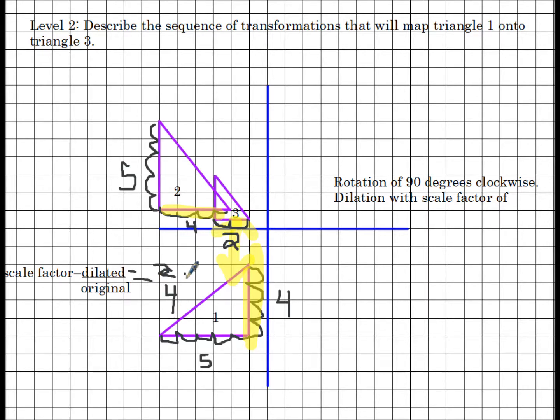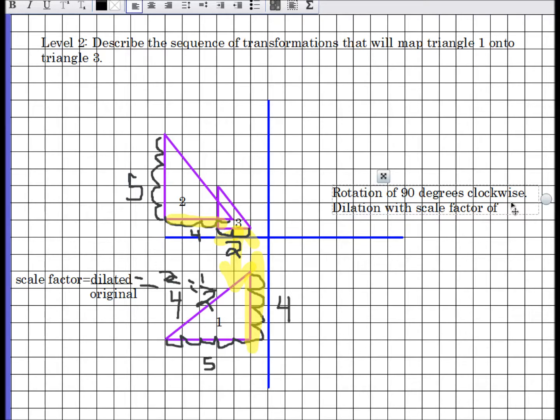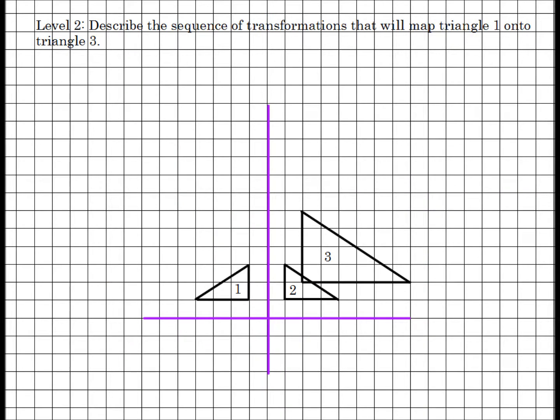So this scale factor is, once again, 1/2. So then we can say that the sequence of transformations is a rotation of 90 degrees clockwise and a dilation with a scale factor of 1/2. Now we're ready for level 2 on your own. Here is level 2 on your own. You have to describe a sequence of transformations that will map triangle 1 onto triangle 3. Pause the video, take a minute, try to do it, come back and check your work.